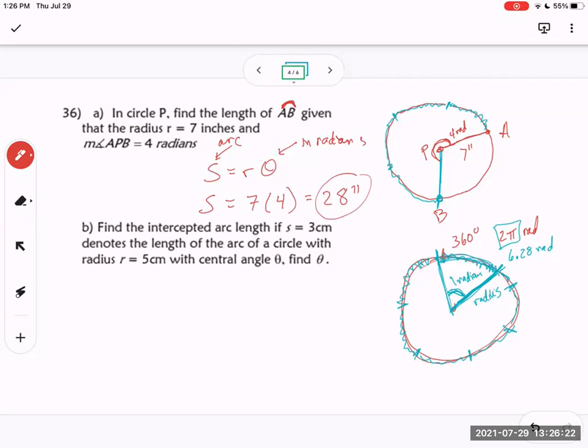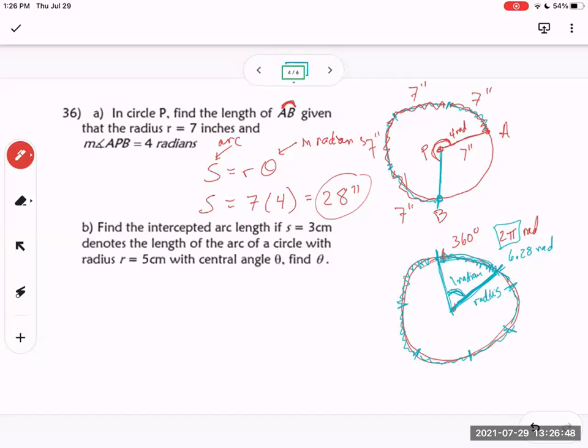And you can kind of see it based upon what I just told you. This is 1 radius, so that's like 7 inches. This is another radius, so that's 7 inches. This is another radius, so that's 7 inches. This is another radius, so that's 7 inches. So how many total inches around the circumference did I go? 28 inches around the circumference. That make sense?